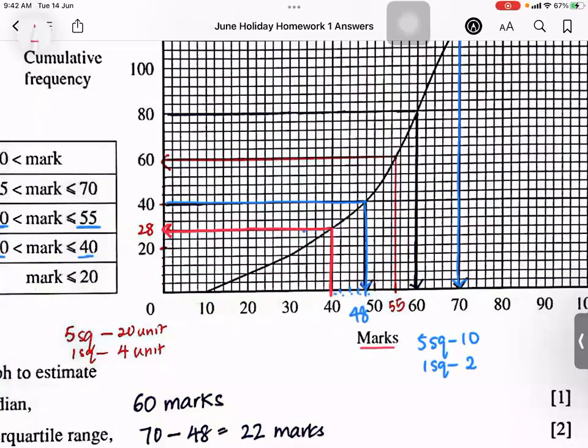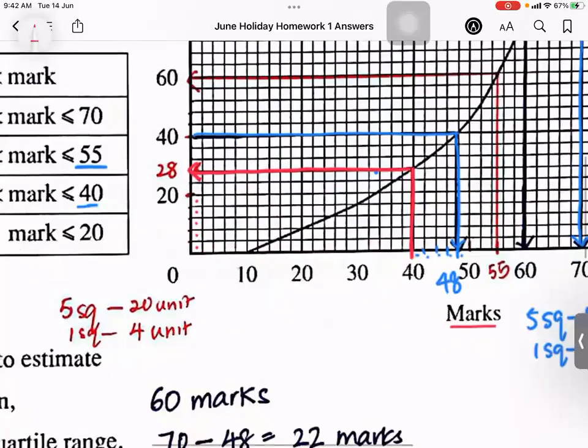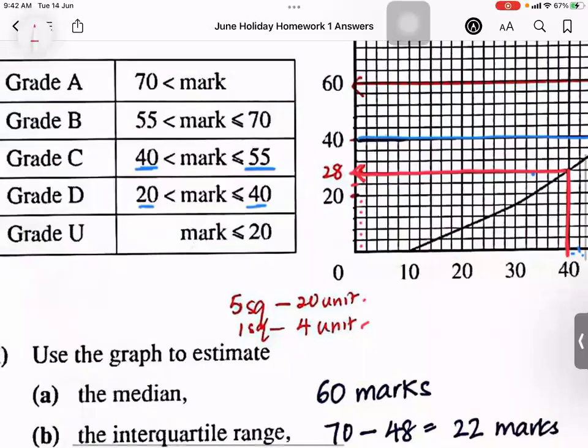How do I know what this number is? Check. 1, 2, 3, 4, 5. 5 squares represent 20 units. So 1 square represents 4 units. So I get 24, 28. So this number is 28. This marks the C grade, between 40 and 55.